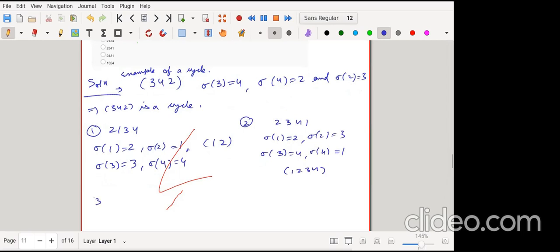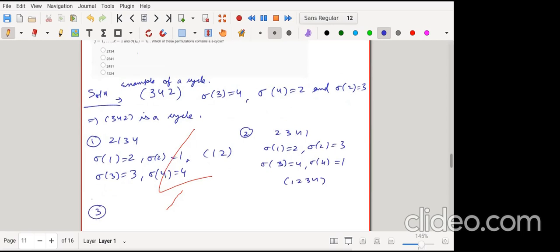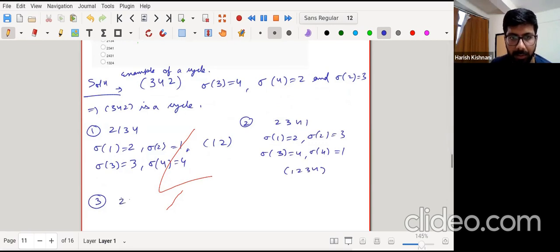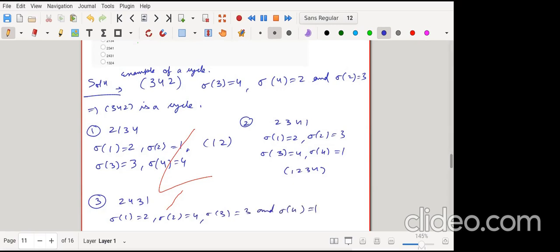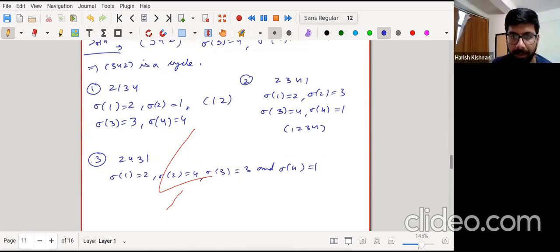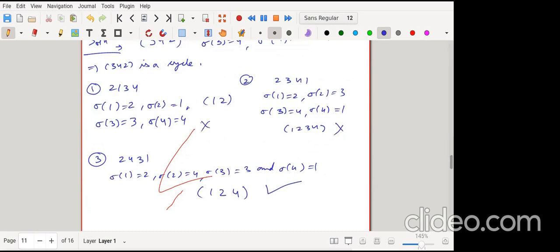Then the third one is 2 4 3 1. So sigma of 1 is 2, sigma of 2 is 4, sigma of 3 is 3, and sigma of 4 is, see, image of 1 was 2, image of 2 was 4, and image of 4 was again 1. So it is a 3 cycle, right? So it's a correct option. These were not the correct options.